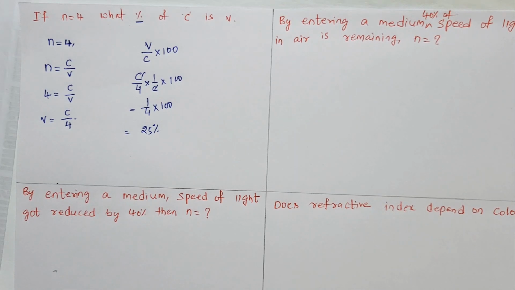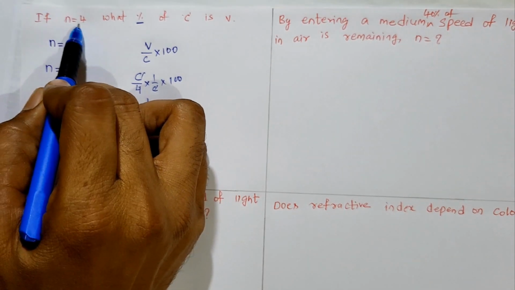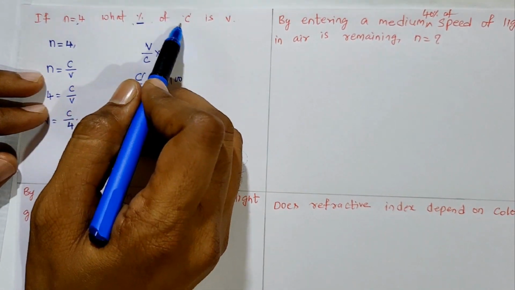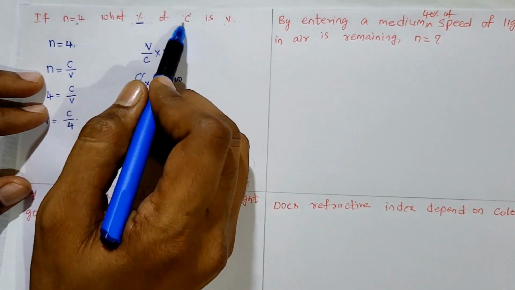Understood or not? Listen to this once again. Refractive index of a medium is 4. What percentage of C is V?